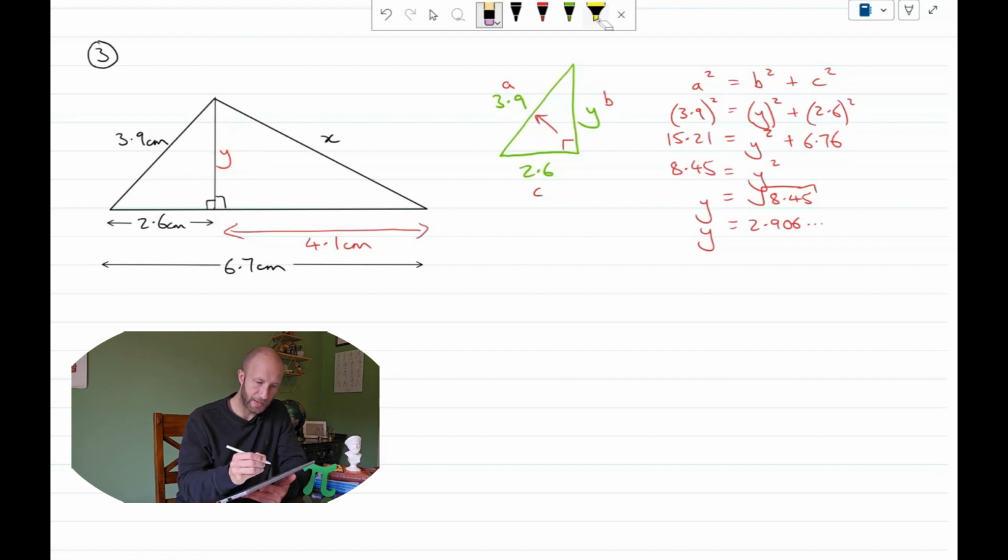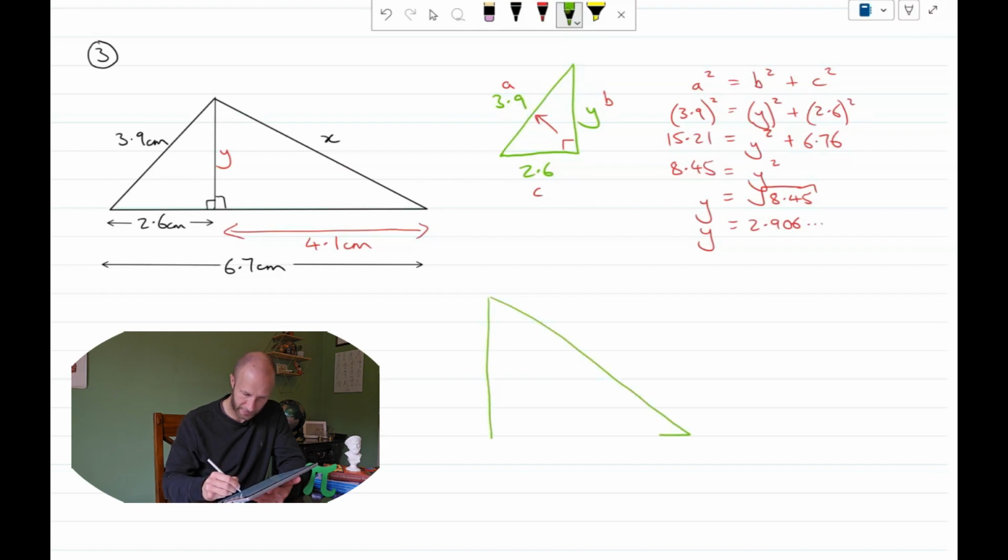And now if I look at my other triangle, which is this kind of bigger one on the right hand side, looks a bit like this. Excuse my lack of ruler. Then I've got my y here, which is the 2.906-ish. I've got my x out here, and I've got the 4.1 that I worked out earlier.